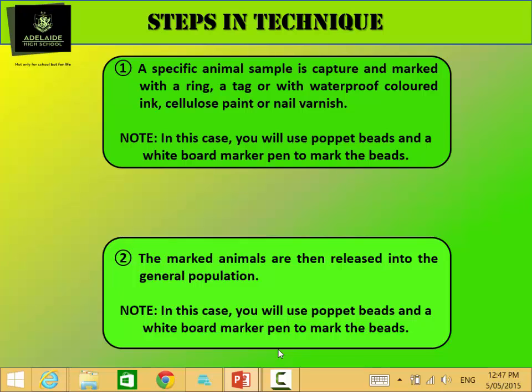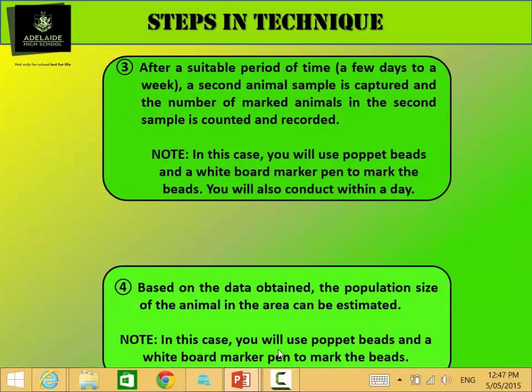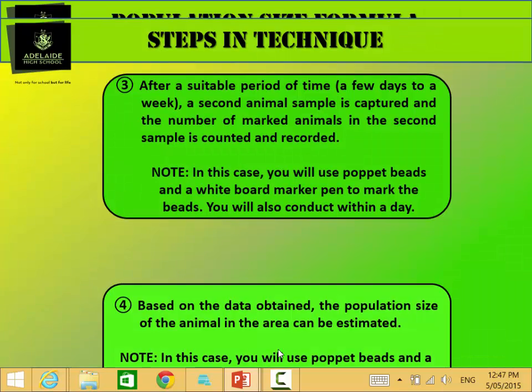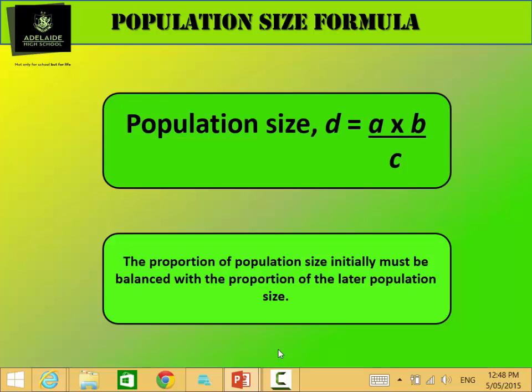You have done part 1 and part 2 by marking and releasing them. For a specific animal sample, you just mark them with a ring or a tag, but for us with popper beads, we marked them with a marker pen. And after a time, you make sure that it's randomly mixed and averaged out, and then after that you can estimate the population size. So these are the steps in your technique. Now you have seen this formula: D equals A times B divided by C, and you can refer to your practical.